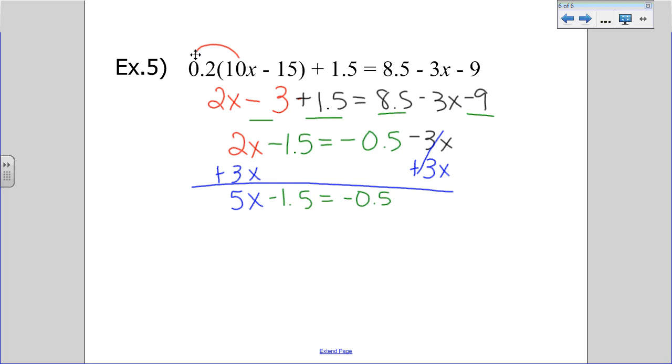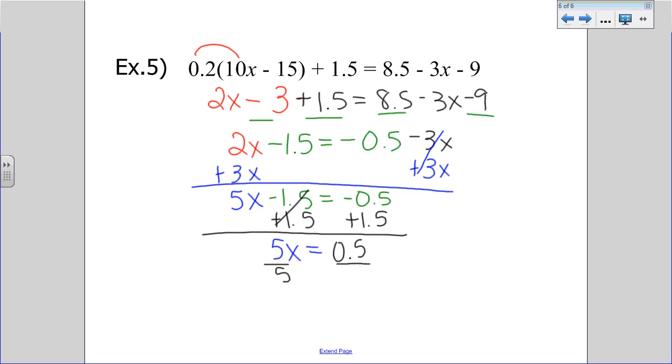So then we add 1.5 to undo that subtraction. So we're not changing how we solve equations, guys. We're just doing a quick review of it. That leaves me with 5x is equal to 0.5. Divide by 5. And that's what is doing that. We get x is equal to 1/10 or 0.1.